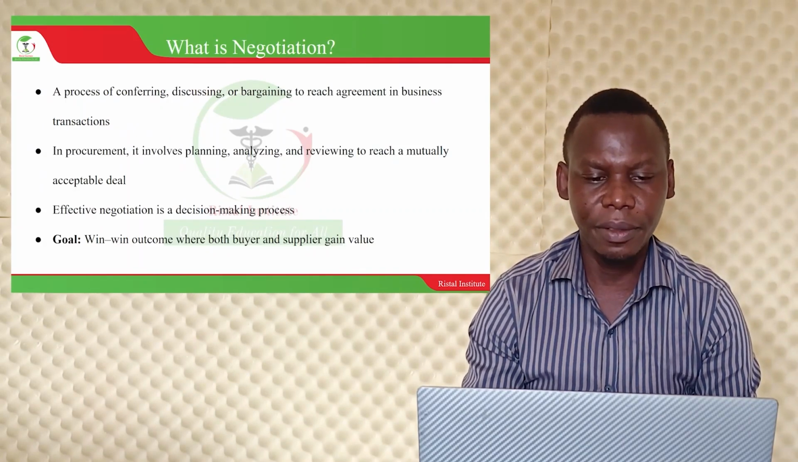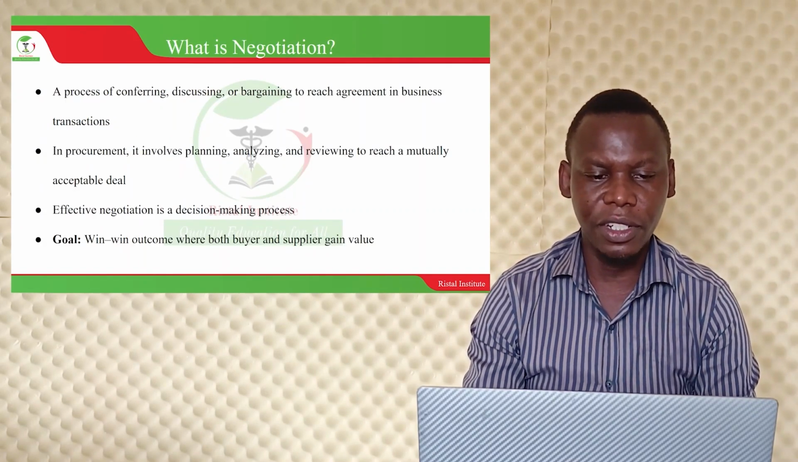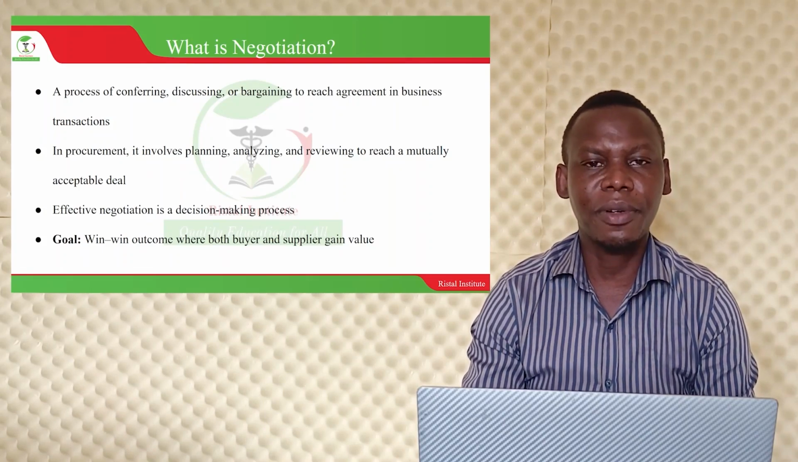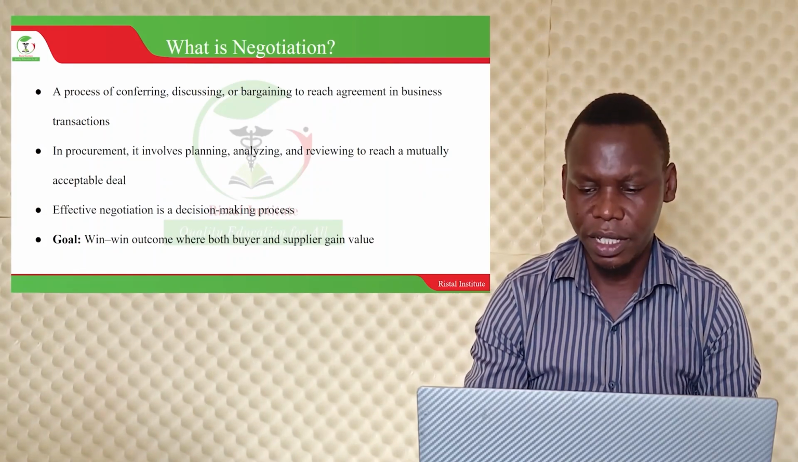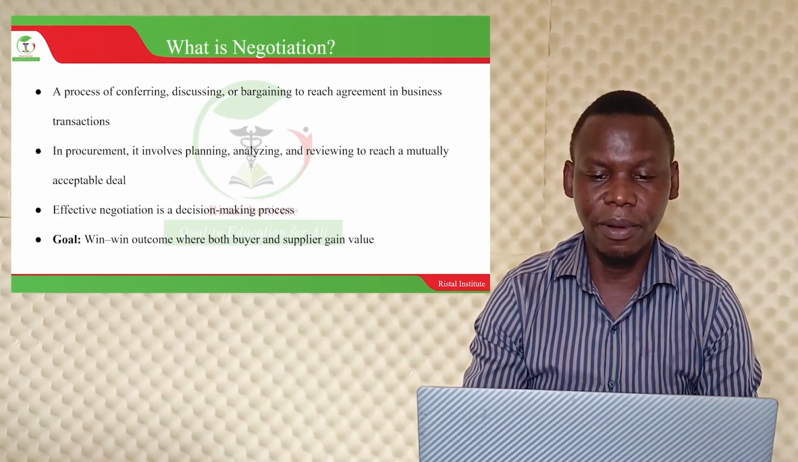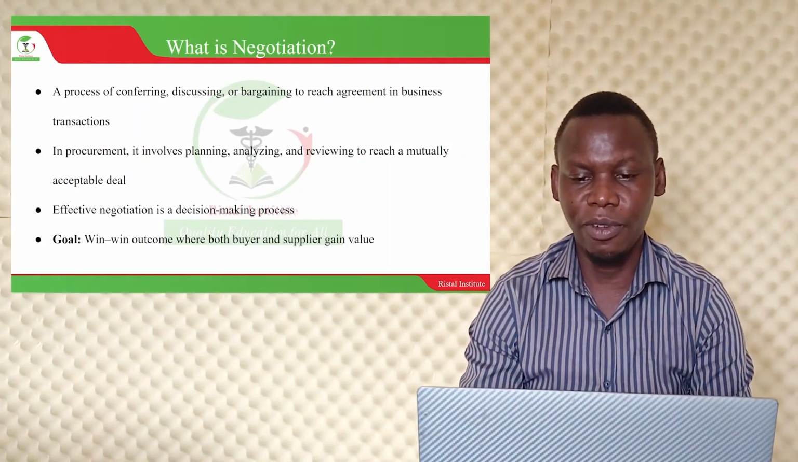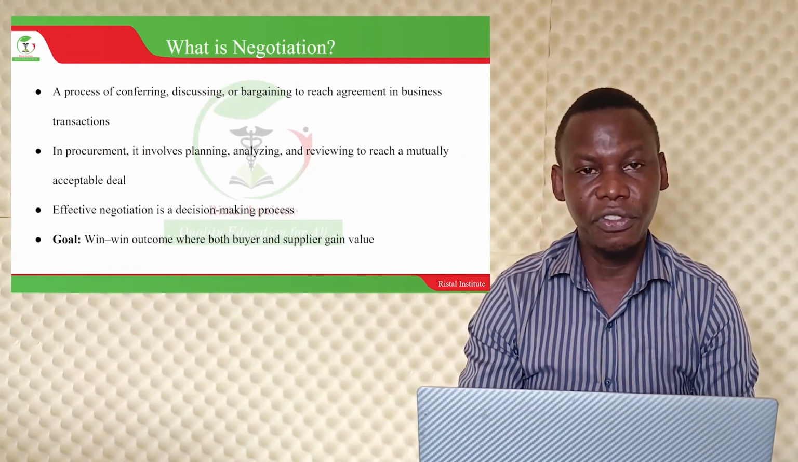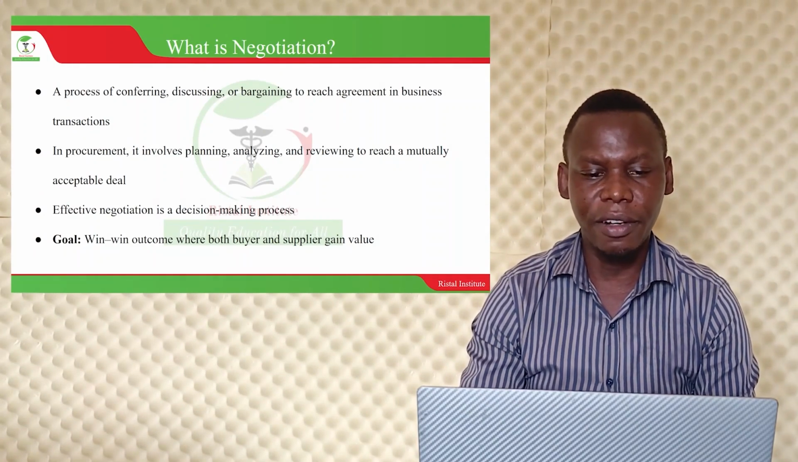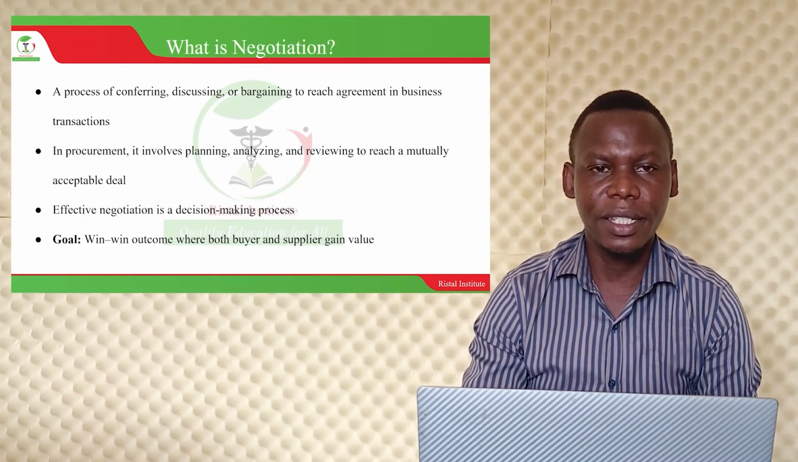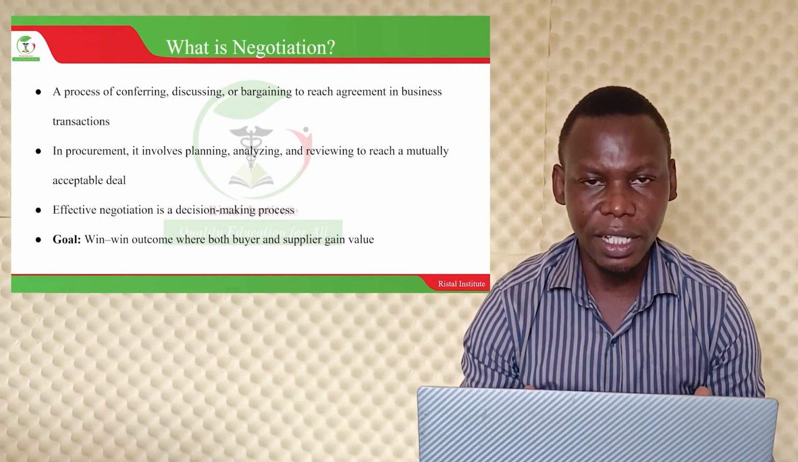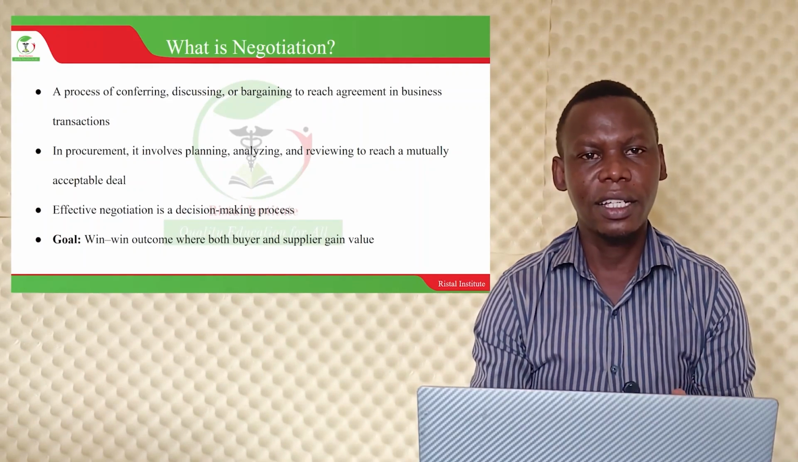Straight to the definition, we define negotiation as the process of discussing, bargaining to reach agreement in the procurement transaction. It involves discussion and also bargaining. Any of the words can work, and they are so helpful to us. In your definition, you should make sure you mention any of those words to reach an agreement in a business transaction. This is whereby the buyer has his offer and the seller has his offer.